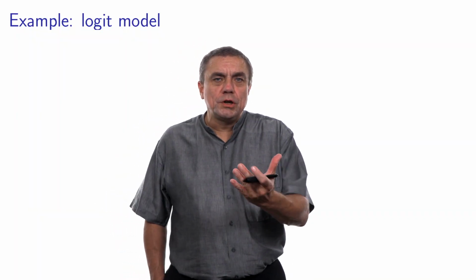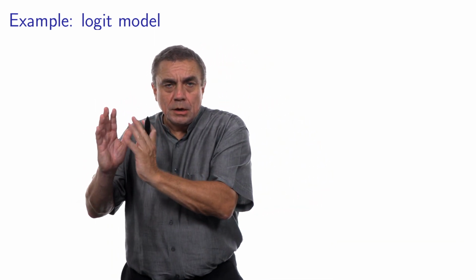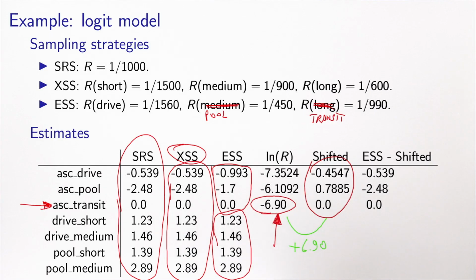Okay, this is what I call the shifted correction. So I have added the log of r in all the utility function, and then I have shifted all of them such that the reference constant is 0. I don't want to correct it. And now I simply calculate the value of the constant estimated using the ESS sample, and I just subtract the shifted correction that I have just calculated. And here you see that the values that you obtain by doing so are exactly the same as the values that we have obtained with the simple random sampling strategy.